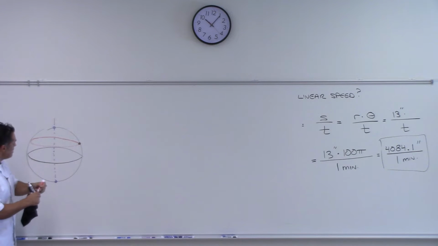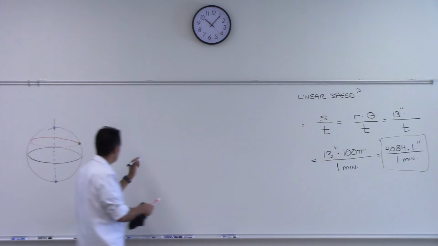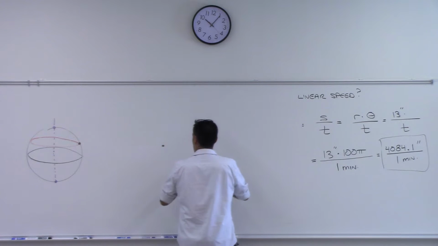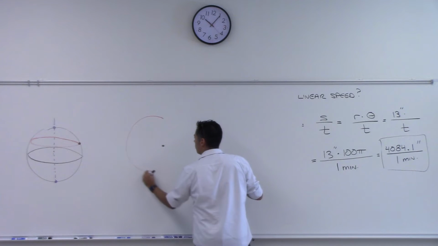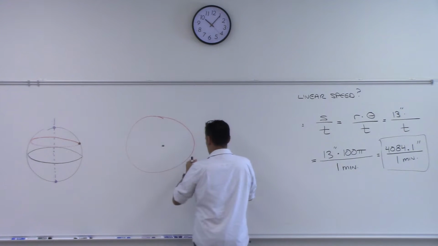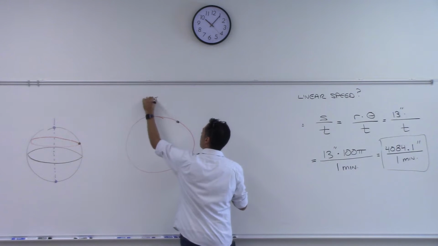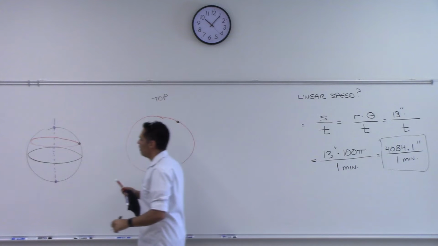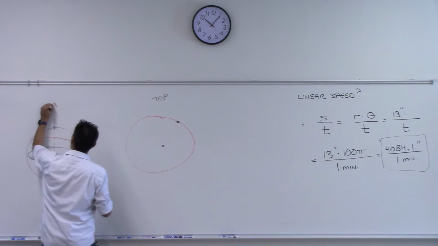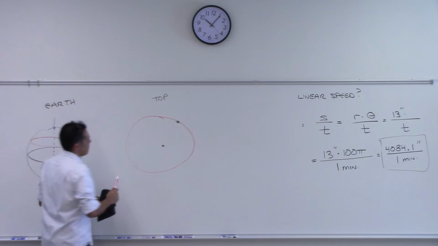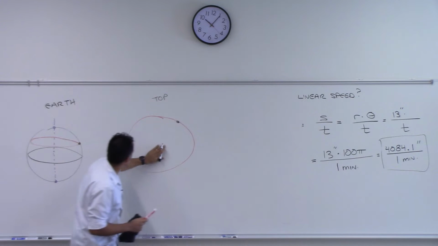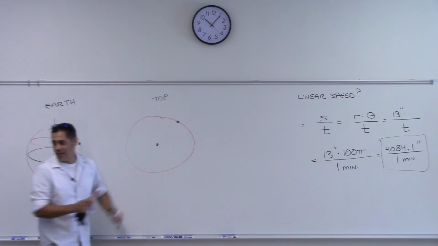So let's look at that from the top down. Here's the North Pole, and then we have that red circle like this. And then San Antonio is somewhere around here. This is from the top view. This is the Earth. That's supposed to be the center. That does not look like the center. It doesn't even look like a circle.